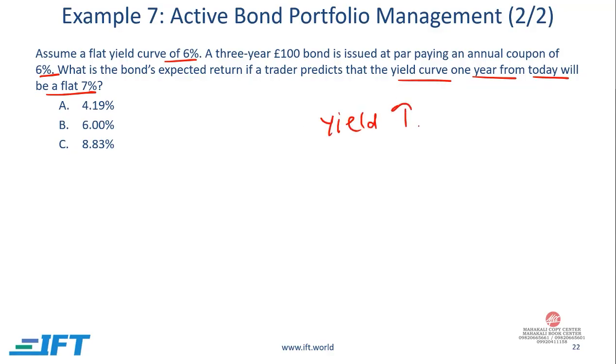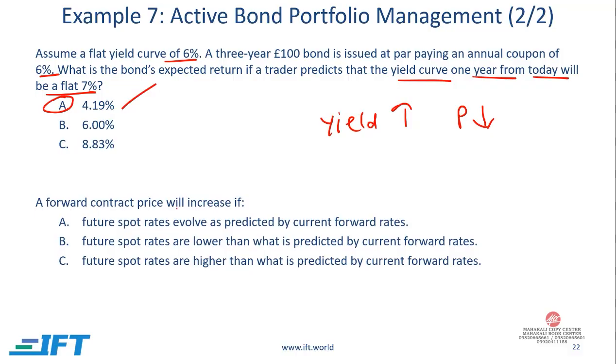If the yield goes up, the price will come down, this means that the overall return is going to be less than 6% because the price is coming down. So there might be a 6% coupon, but there will be a loss in price. So the answer has to be A, because the only option that gives us less than 6% is option A.